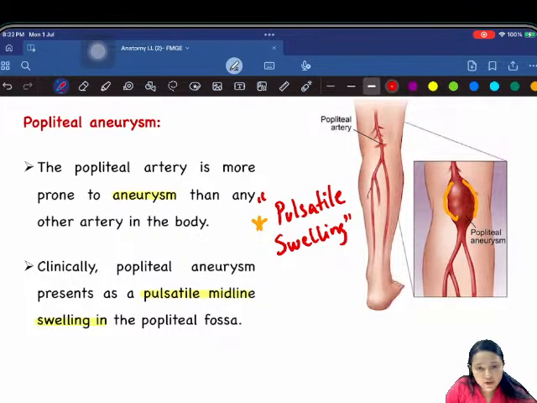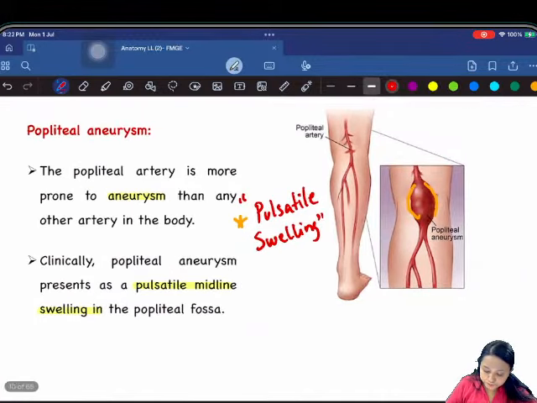Okay. Now there might be a differential diagnosis. You might get a photo with a swelling in the popliteal fossa, and if they have not mentioned the word pulsatile, and it is just a swelling which is cystic, then it is a different condition. So popliteal aneurysm will be pulsatile in the midline, and it is mostly due to weakness of the blood vessel, that is, the popliteal artery.